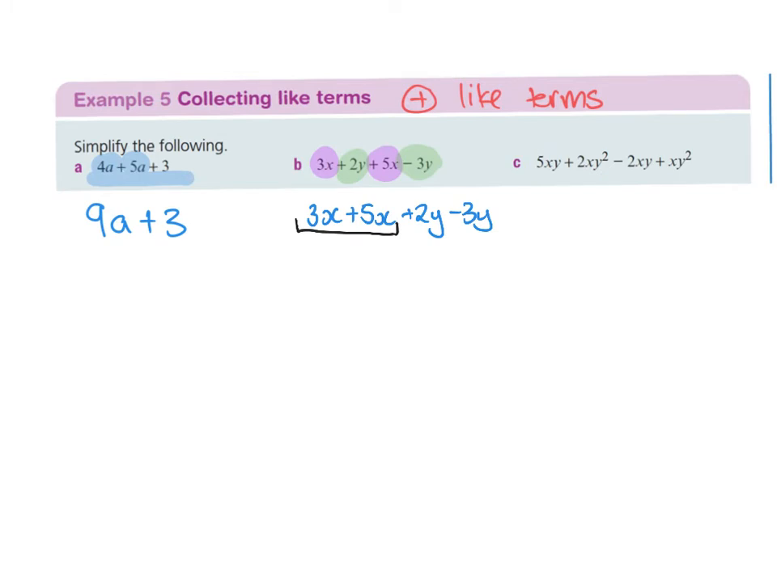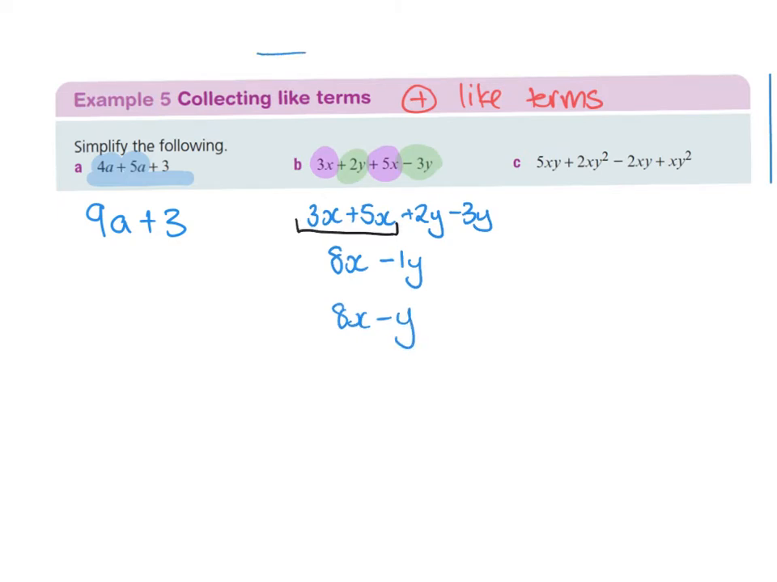So what is 3x plus 5x? 8x, good. And what would be 2 minus 3? You've got 2 and you're minusing 3. Good, negative 1. So negative 1y. So I could write it like that, or you might see it written like this.